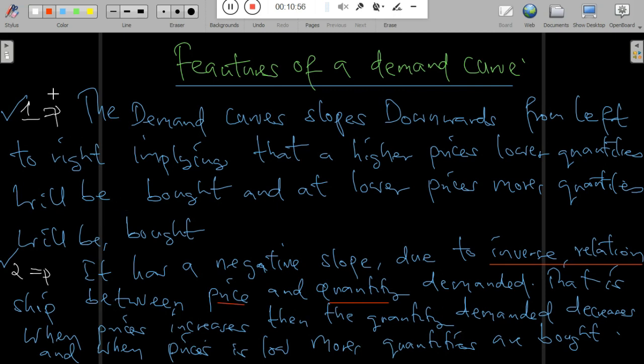This means that the price goes in its own direction and the quantity flows in its own direction, in different directions. So if price and quantity flow in different directions, this implies that there is an inverse relationship between the two variables, that is price and quantity demanded.